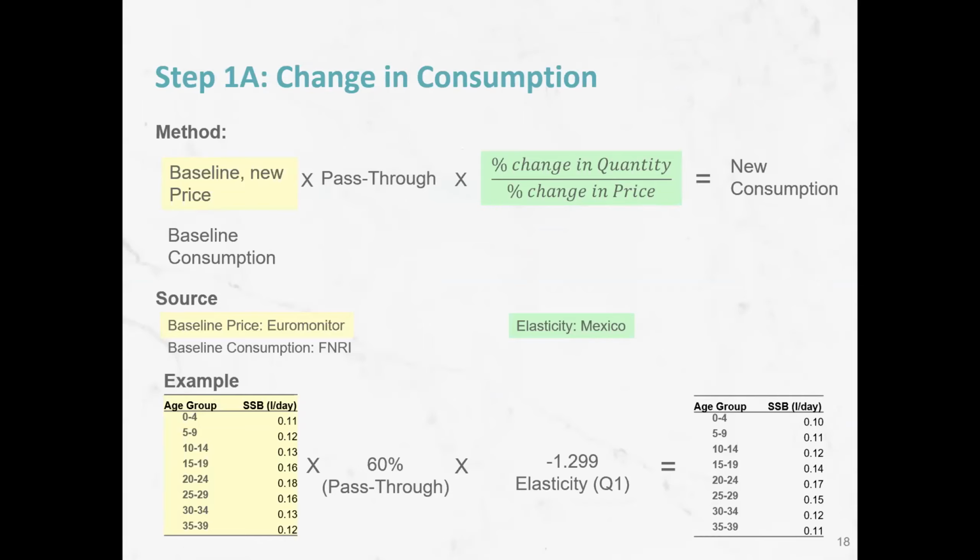Sure. When we estimated the change in consumption, we did estimate it by different income quintiles. Here I give you an example. We had the sugar sweetened beverage consumption by different income quintiles, and we multiplied them by elasticity for different income quintiles. And for these quintiles, we used the elasticity estimates from Mexico.